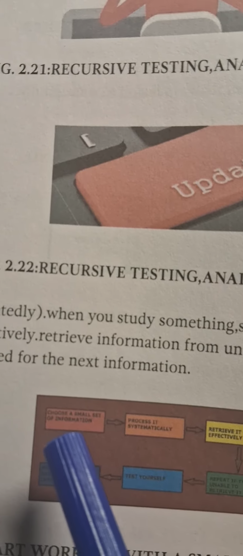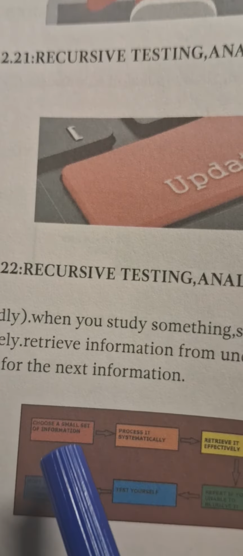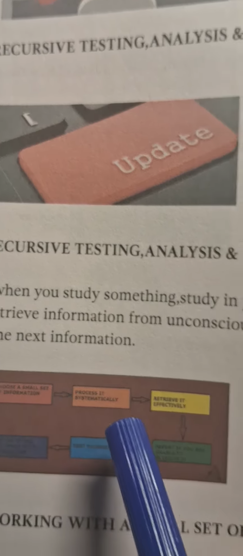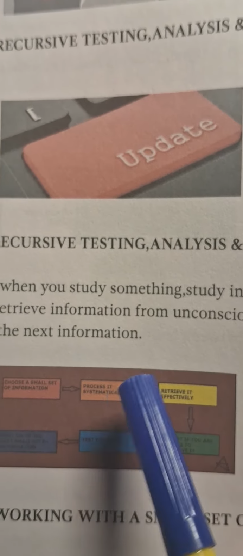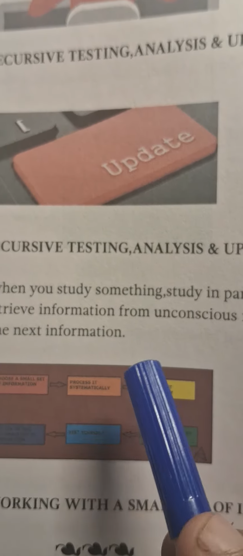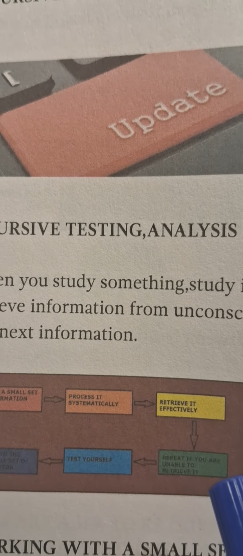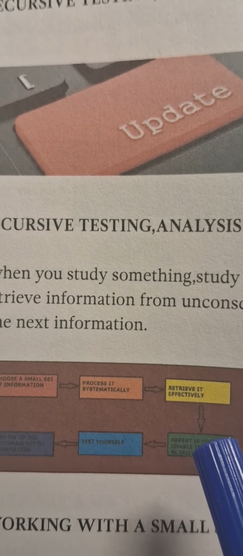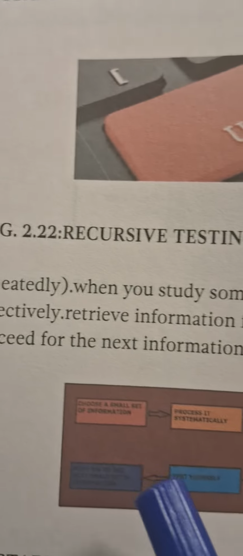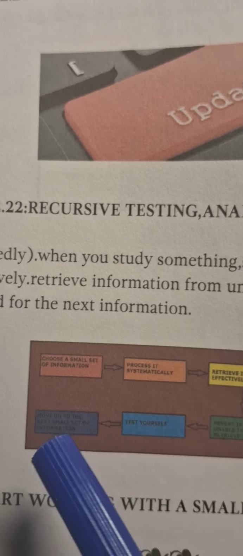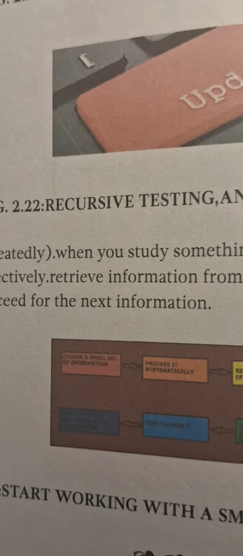Then first thing is choose a small set of information. Then second step is process it systematically. Then retrieve it effectively. Then retrieve it. If you are unable to retrieve, try to repeat it, test yourself, and keep on repeating the process until you are able to retrieve what you learned.